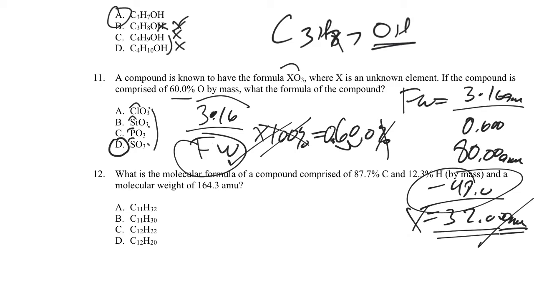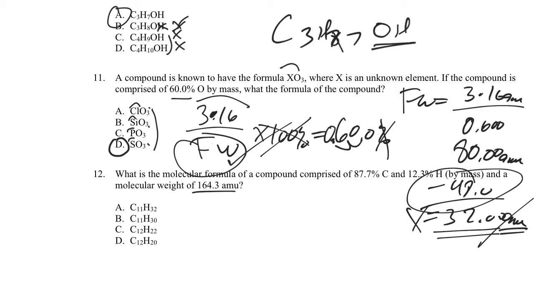Last problem here is an empirical and molecular formula one. We showed this in class where you use a mass ratio that you know to be true, 87.7 grams of carbon to 12.3 grams of hydrogen. Solve for the number of moles, get the simplest whole number ratio, get an empirical formula, divide that into here for its mass, and so on. You can try that approach.